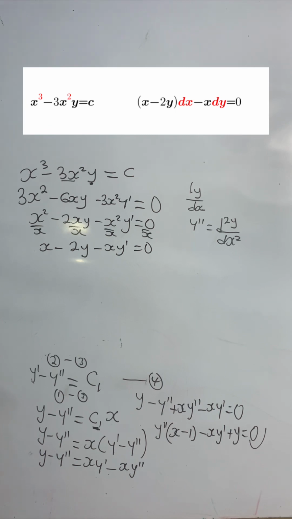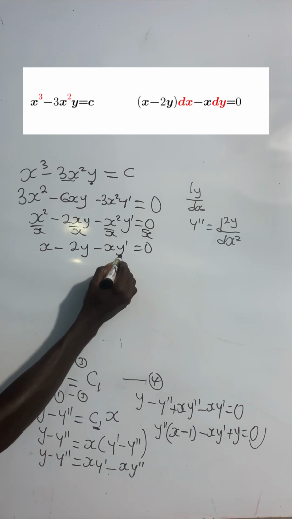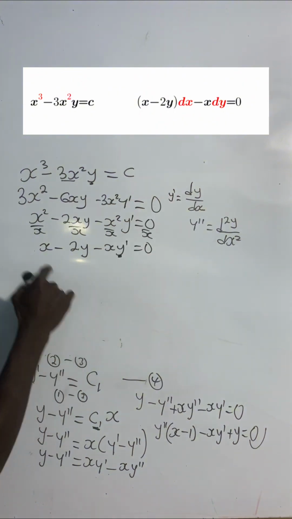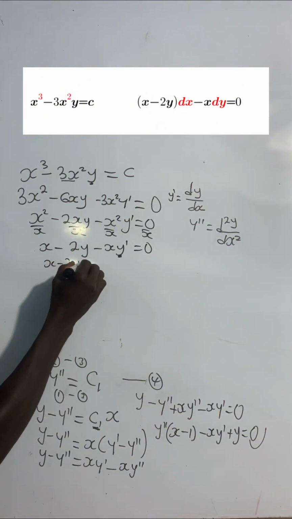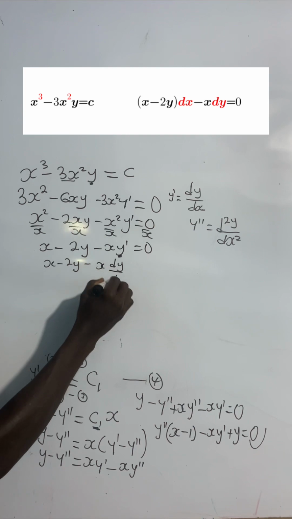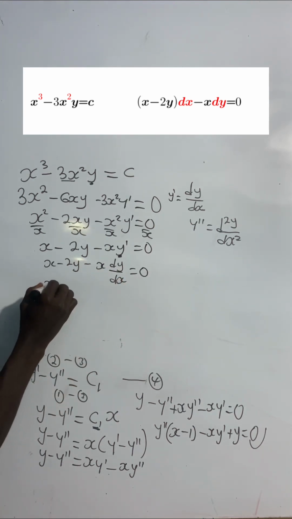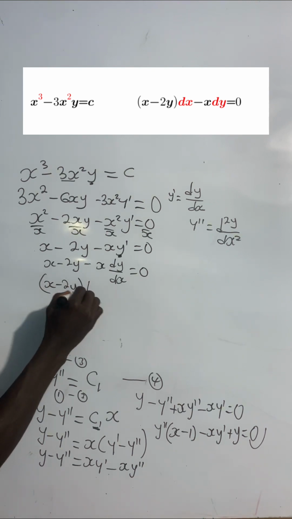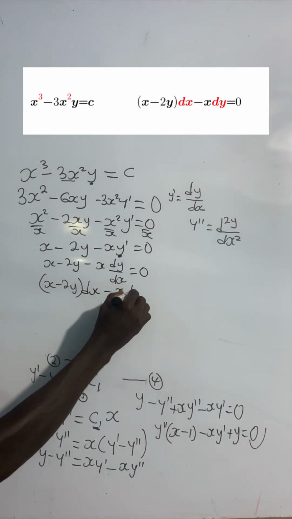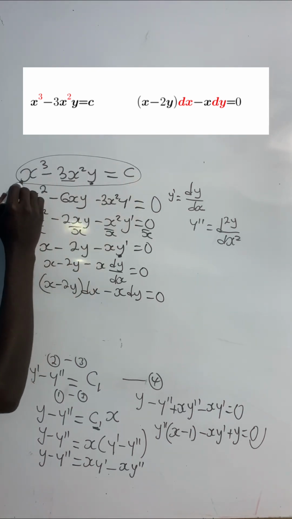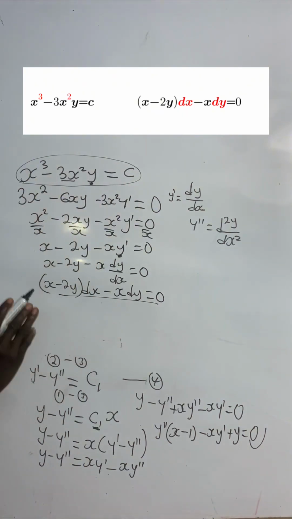Now we said that y prime is the same as dy dx, since we are differentiating y implicitly with respect to x. So here we take x minus 2y minus x dy dx. Then we multiply through by dx. This gives (x minus 2y) dx minus x dy equals 0. So this shows that x cubed minus 3x squared y equals c is a solution to the differential equation (x minus 2y) dx minus x dy equals 0.